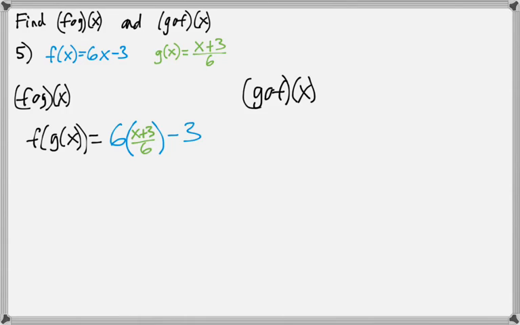This one simplifies in an interesting way because the 6's go away, and that leaves you with x plus 3 minus 3, and then those 3's go away, so you're just left with x.